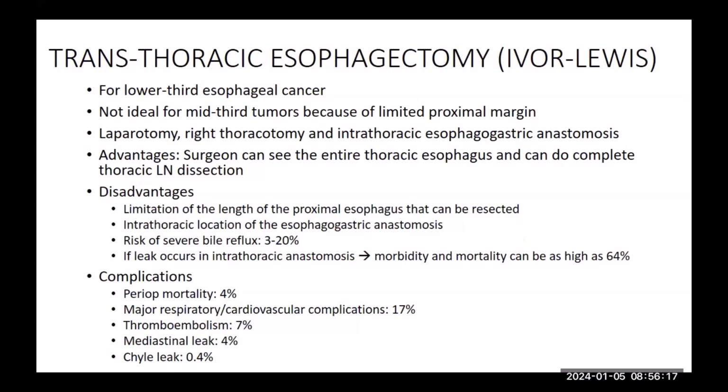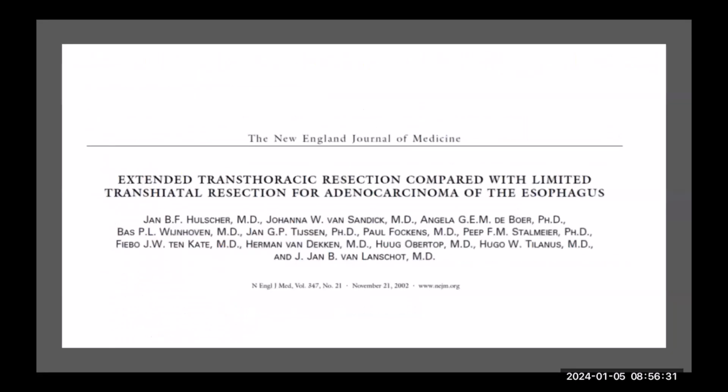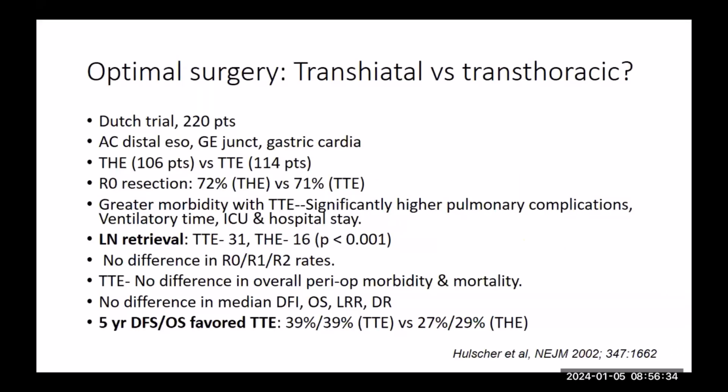The most common complication in this patient is pulmonary: respiratory distress, atelectasis. So if the patient has pulmonary comorbidities, we should prefer the THE approach rather than the TTE approach. So which surgery to choose as optimal? There was transhiatal as well as transthoracic.